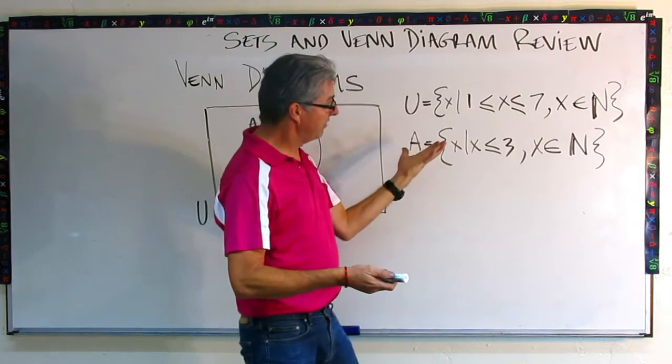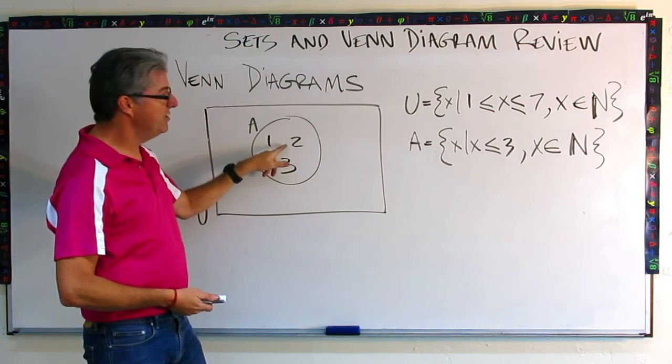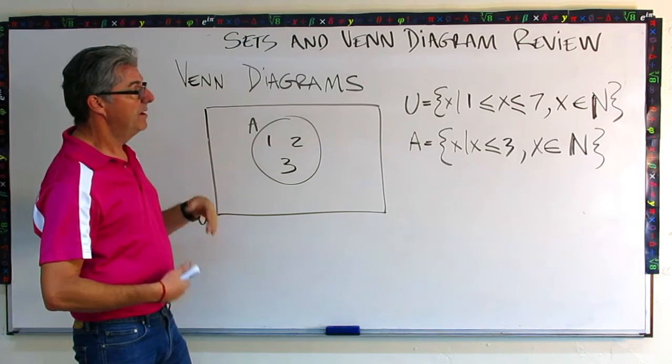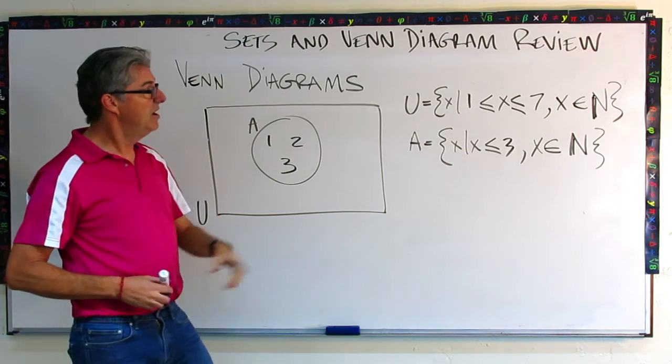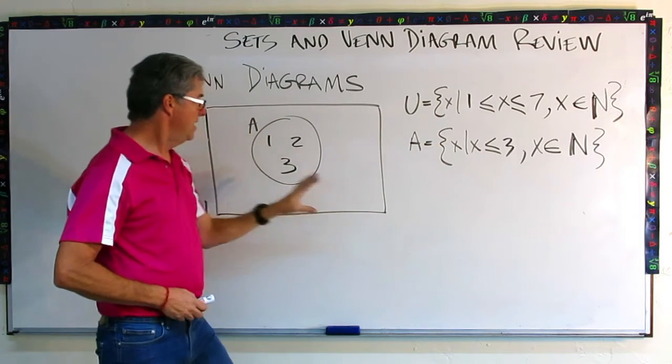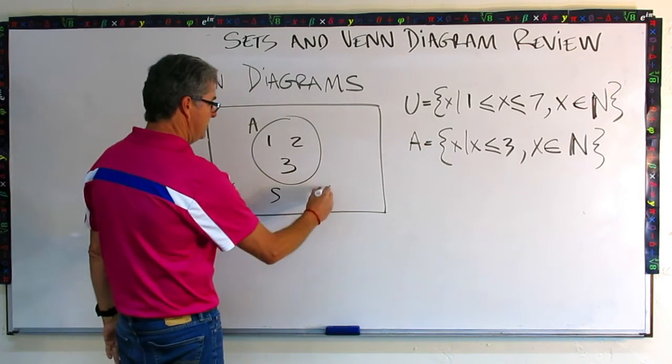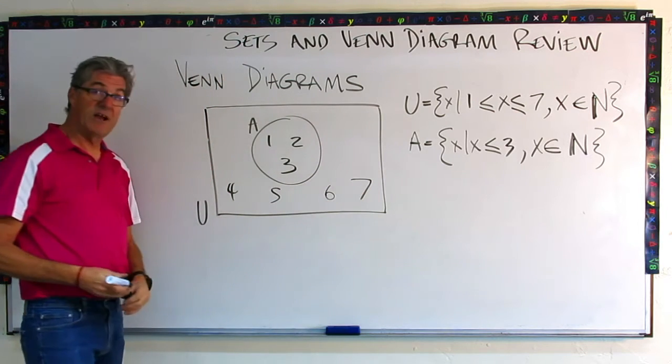So 1, 2, 3 count, but they're already shown in set A, so we don't put them outside in the universal set. But 4, 5, 6, and 7 are also in the universal set, and they're not in set A. So we could put 4, 5, 6, and 7 inside the rectangle.